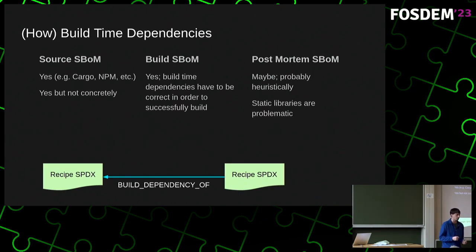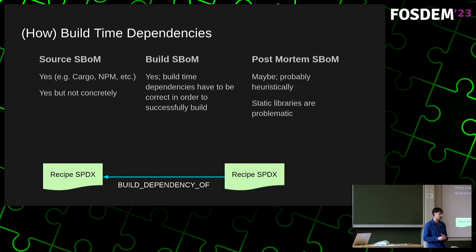We talk about build time dependencies. Source SBoMs might be able to capture this if you're talking about something like Cargo or NPM that explicitly encodes specific versions of dependencies in the source code. You could very easily know what the build time dependencies are. Otherwise, if you're talking about shared libraries, it might be able to know those, but it wouldn't know them concretely. So you'd know you need OpenSSL, but you wouldn't necessarily know the specific version of OpenSSL that it built against.